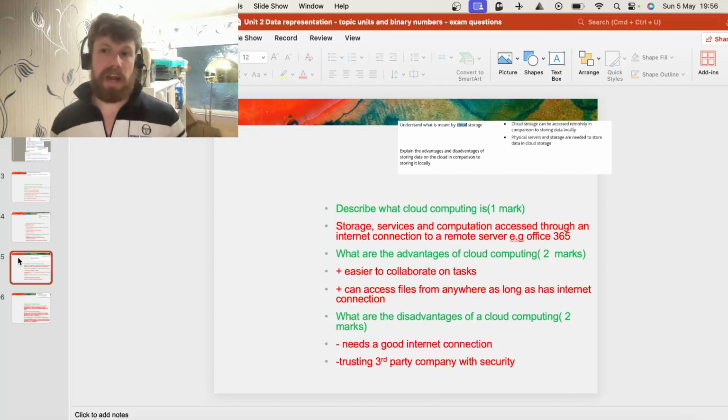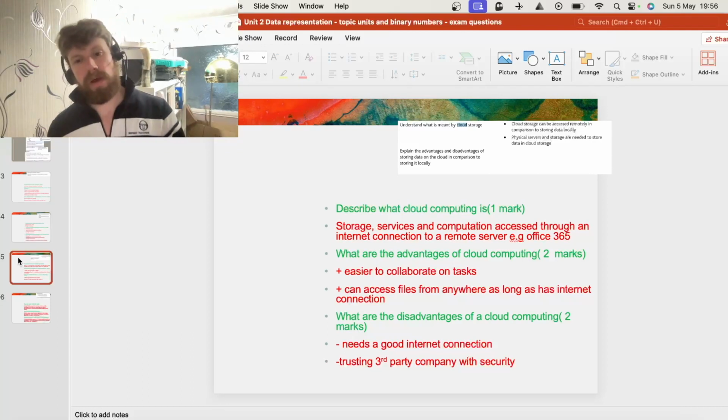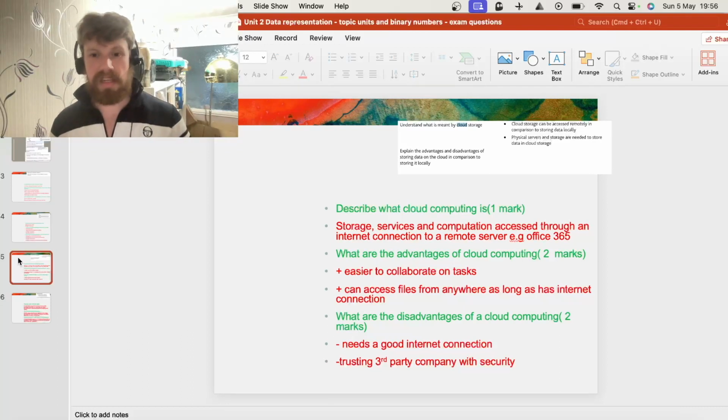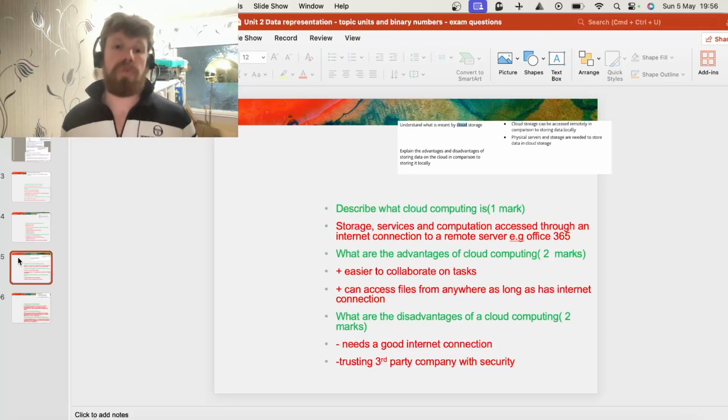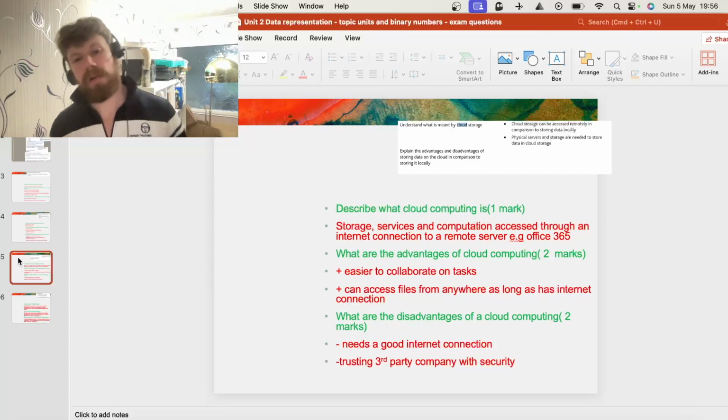So it's easier to collaborate on tasks with your colleagues, can access files from anywhere as long as you've got an internet connection. What the main disadvantages though is that you do need a good solid internet connection. Either you won't be able to access whatever it is that you're trying to get on with your cloud computing.